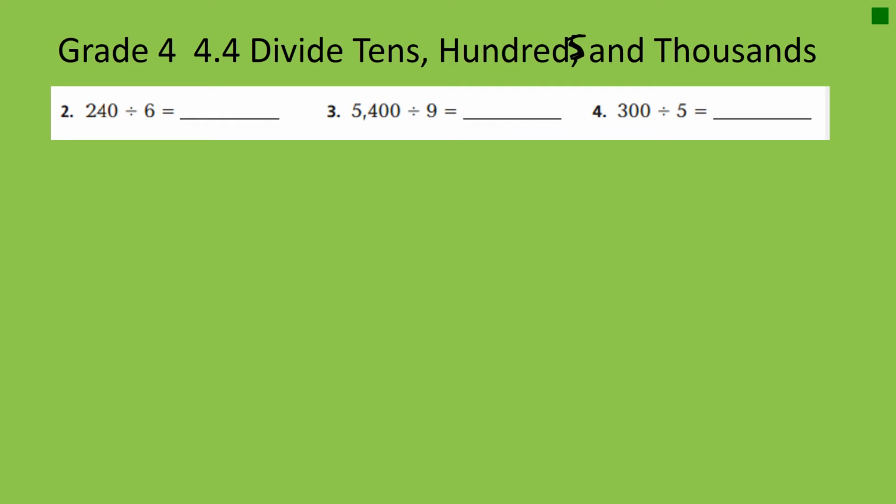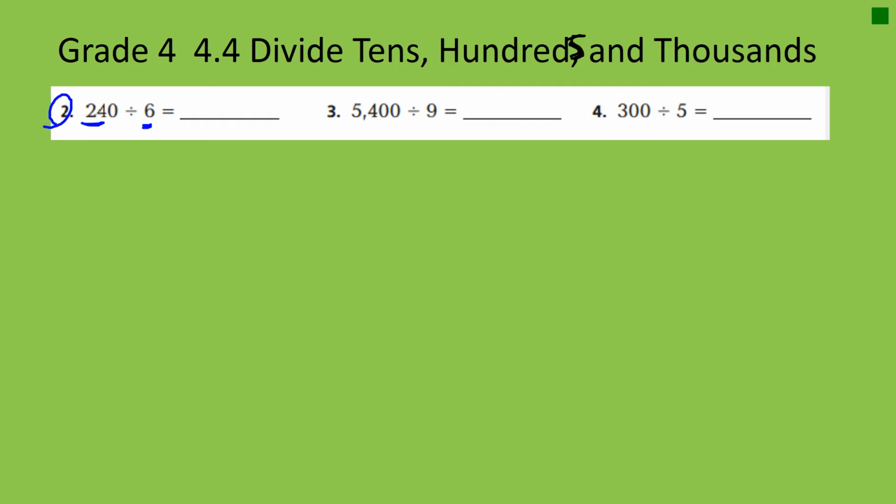Okay, so dividing tens, hundreds, and thousands is very similar to multiplying with tens, hundreds, and thousands. You look at the basic fact and then you think about the zeros, okay? So for number 2, let's take a look at number 2. It says 240 divided by 6, okay? And I'm like, oh my gosh, I don't know. Yes, you do.